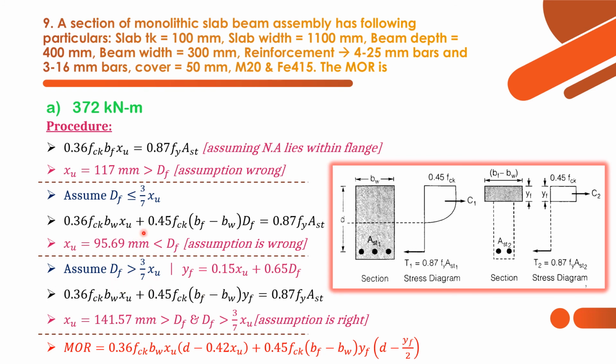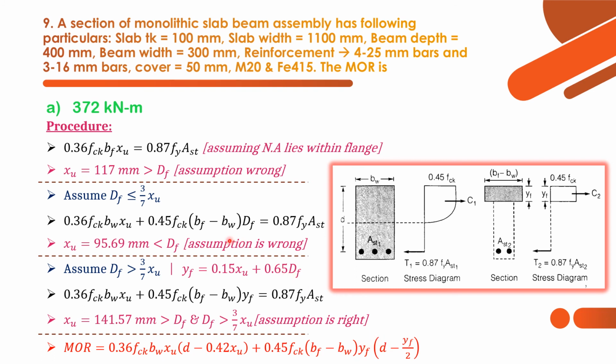What if we got the correct value in the second step itself? Then simply we have to find the moment of resistance as 0.36 fck bw xu into d minus 0.416 xu plus 0.45 fck bf minus bw df into d minus df by 2. Actually, simply interchange yf with df. That's it. That is the main thing we have to follow.